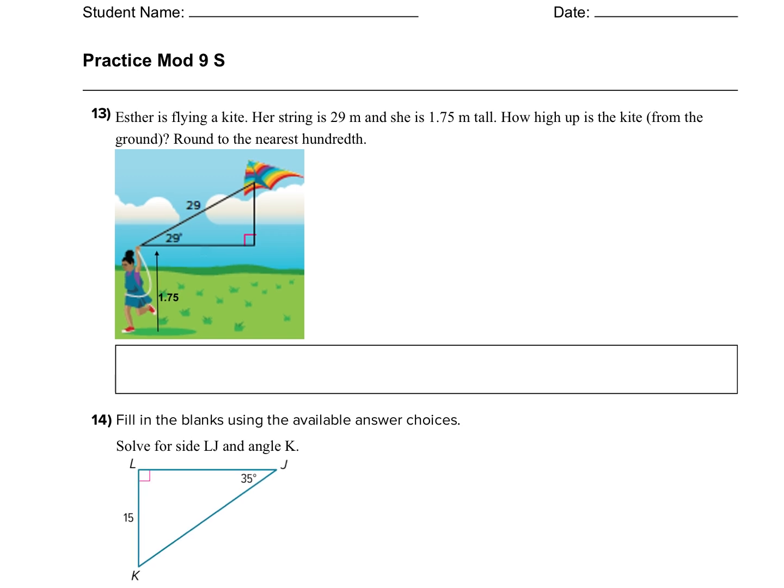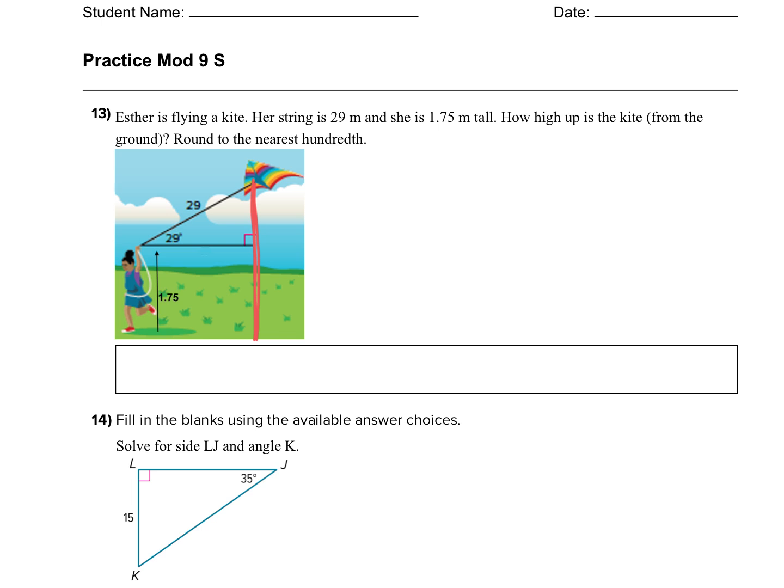Okay, this one, again, is already laid out for us by the picture. We got Esther flying her kite. Her string's 29 meters, and she is 1.75 meters tall. How high is the kite from the ground? Okay, so from the ground. So technically, we're trying to find this measure here.